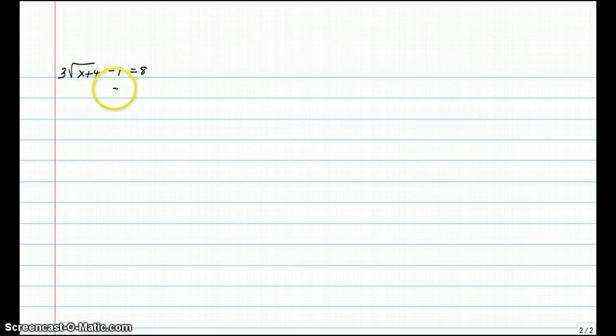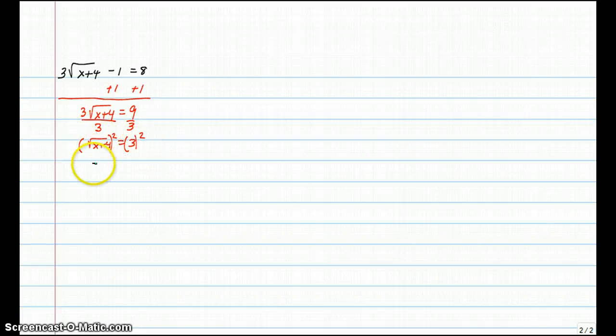Okay, so the first step you're going to do is to add 1 to both sides, which gives you 3 times the square root of x plus 4, equaling 8 plus 1, which is 9. Your next step is to divide both sides by 3, and so you're left with the square root of x plus 4 equaling 3. Then you square both sides, so the square root of x plus 4 squared is x plus 4, and 3 squared is 9. Subtract 4 from both sides, and you end up with x equaling 5.